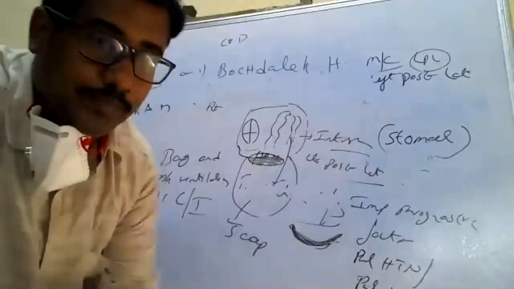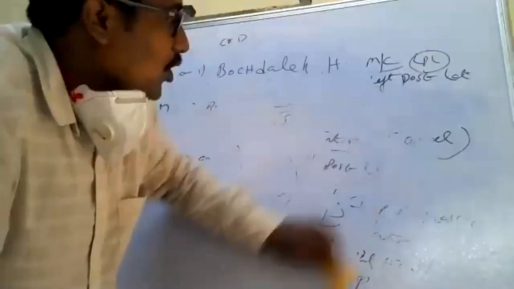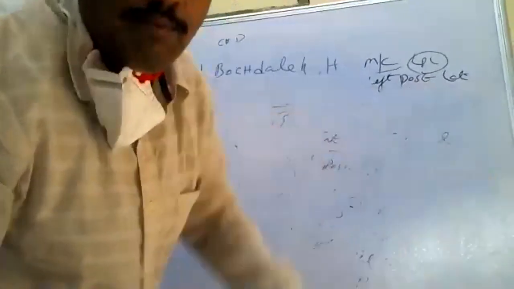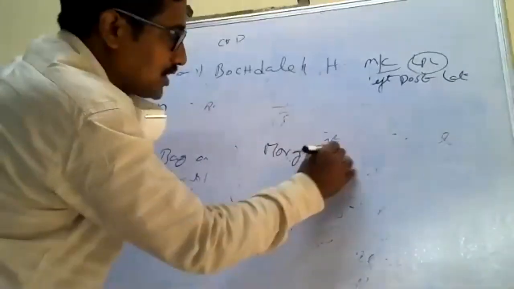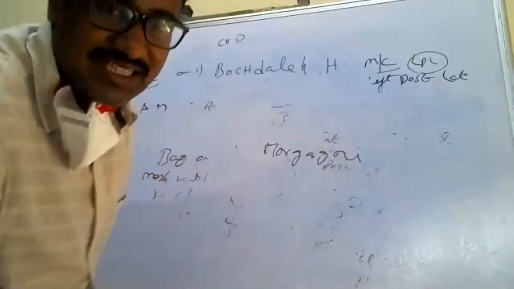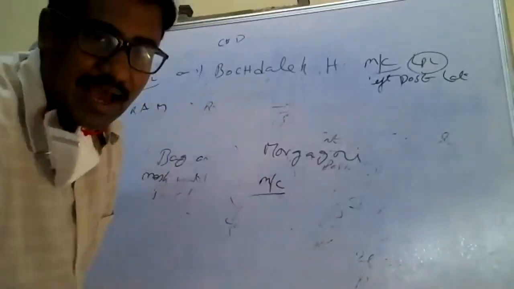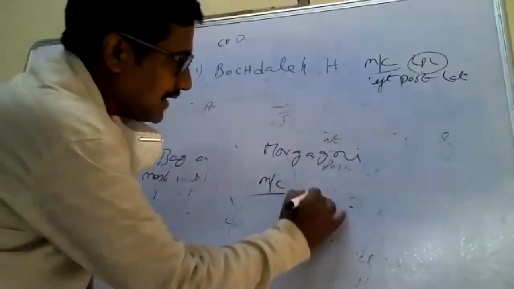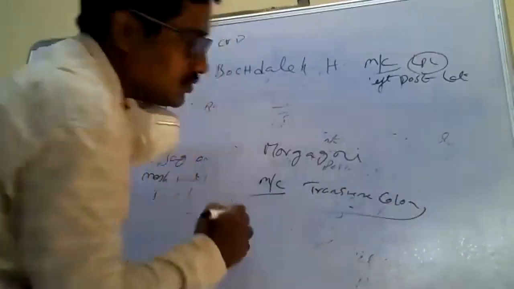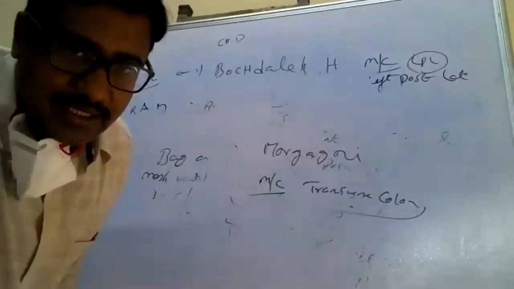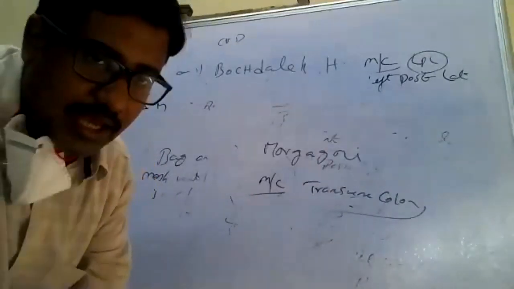Okay. So we discussed the Bochdalek hernia. The second one is called Morgagni hernia. In Morgagni hernia, they'll ask only one question. Morgagni, M-O-R-G-A-G-N-I. What is the most common content of the Morgagni hernia? The most common content is the transverse colon. So we completed the congenital diaphragmatic hernia.